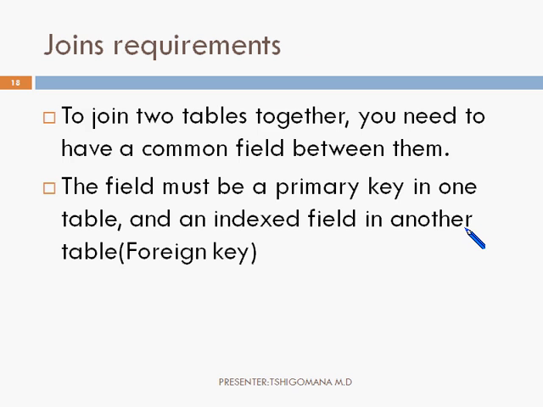Join requirements. To join two tables together, you need to have a common field between them. The field must be a primary key in one table and an indexed field in another table. In other words, in order for you to join tables, there must be a primary key and the foreign key. And remember, there are those other keys that are not that important, the alternate keys.